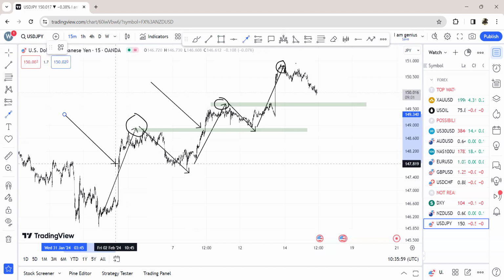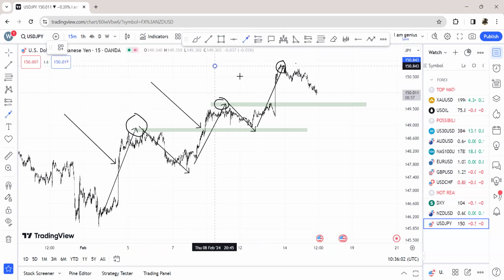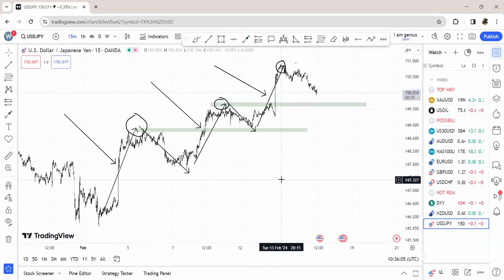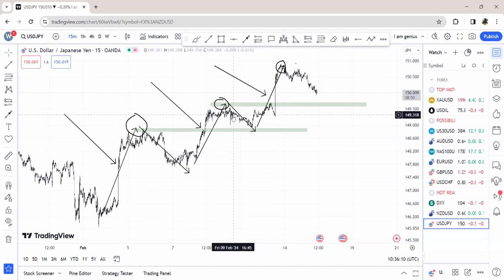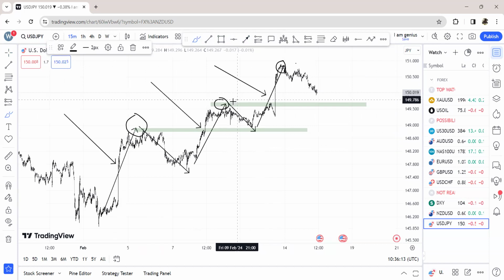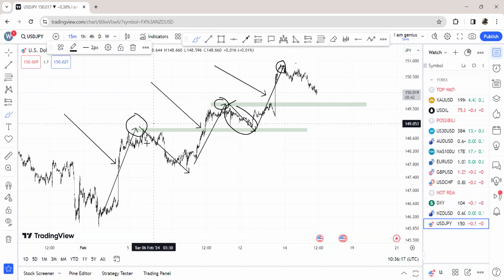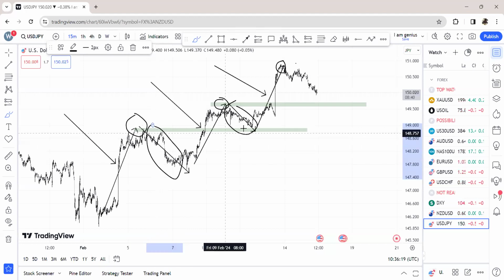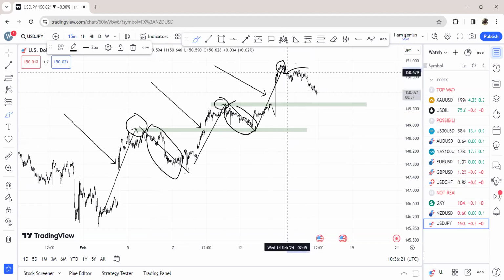This is also an impulsive move here. Also, this is an impulsive move. What I mean is the retracements, which are these ones here. So like that one and this one. Currently, it's also forming a retracement there.